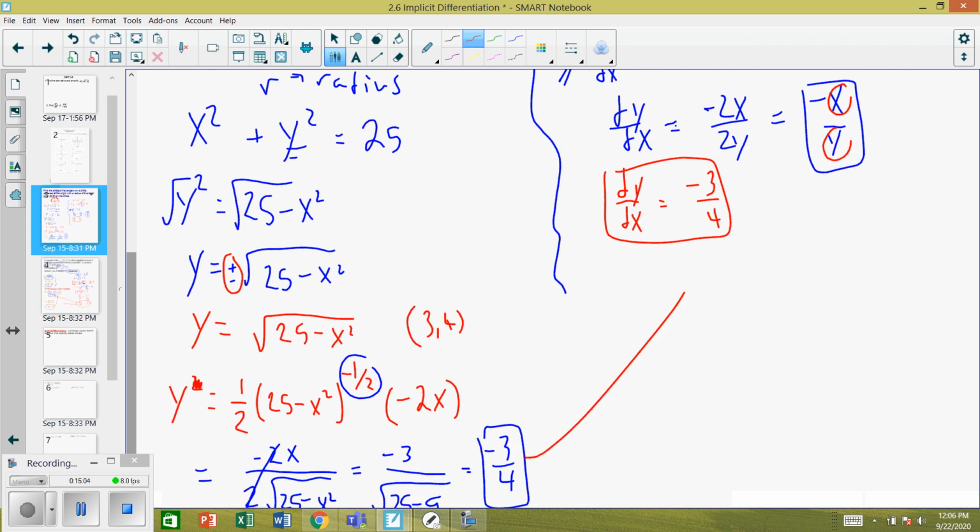But notice how it required a lot less steps. So implicit differentiation can sometimes be a very beneficial thing, okay? Especially if you don't have y by itself and you don't really want to, all right?